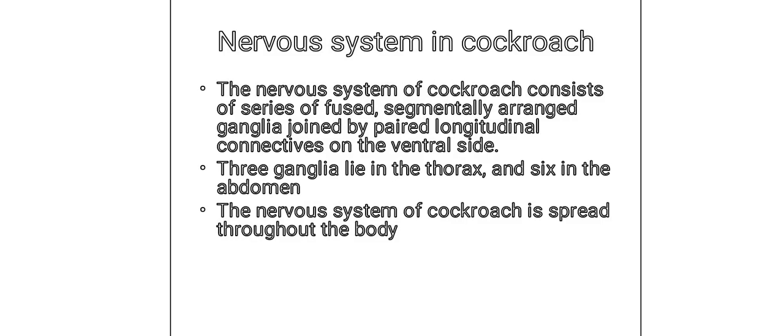Today we have to discuss the nervous system in cockroach. It comes under your practical portion. So, continuing with the nervous system in cockroach, you will find that the nervous system is made up of many ganglia that are fused with each other, as well as connected with longitudinal cords that help in communication between the ganglia.